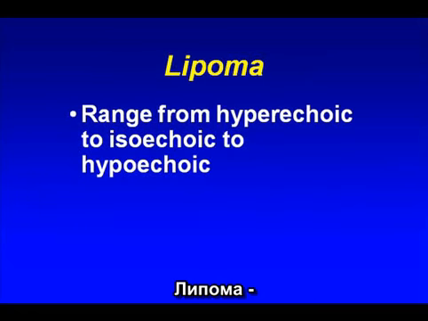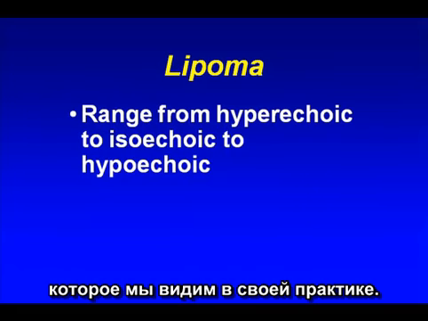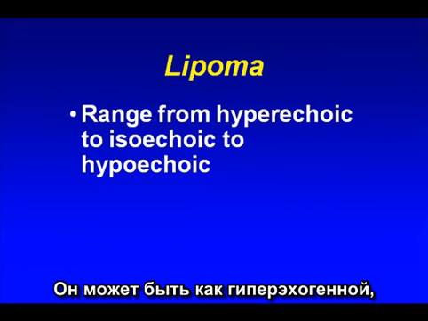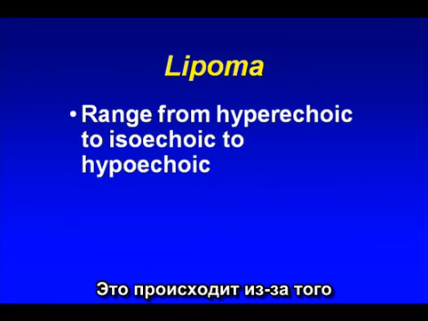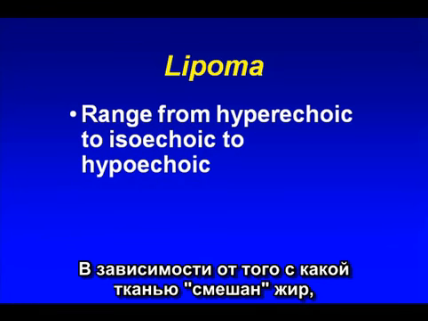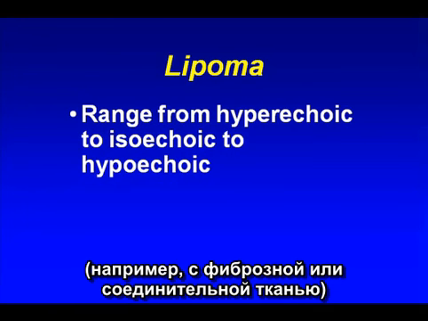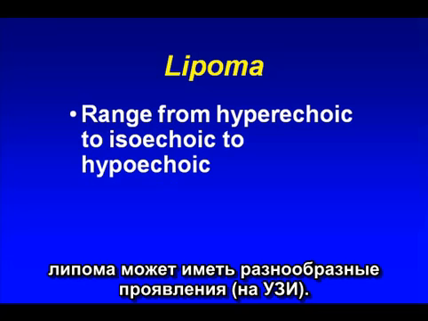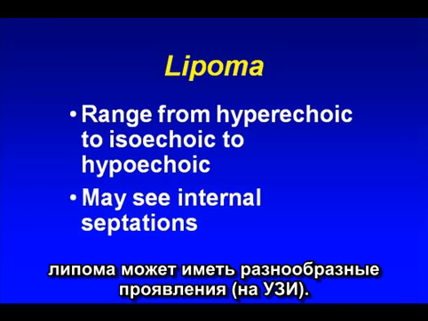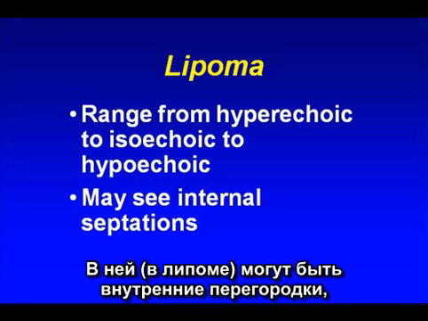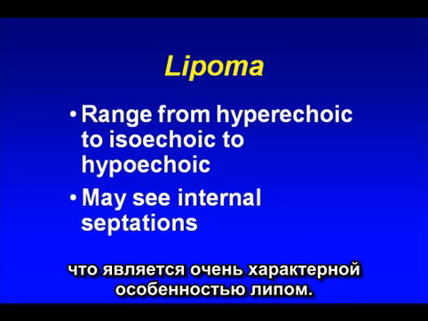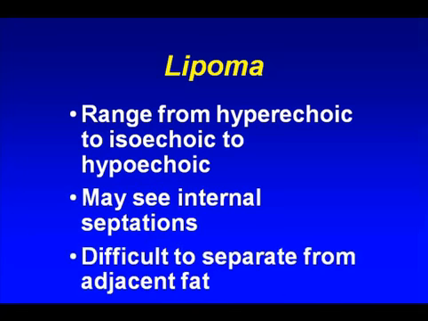So the lipoma, the most common mass that we encounter in our practice, ranges from hyperechoic to isoechoic to hypoechoic. And that is because, although I alluded to the fact that pure fat is hypoechoic, in fact, depending on what other tissues are mixed with the fat, for example, fibrous tissue or connective tissue, a lipoma may have a wide range of appearances. You may even see internal septations within a lipoma, and that's a very characteristic appearance.